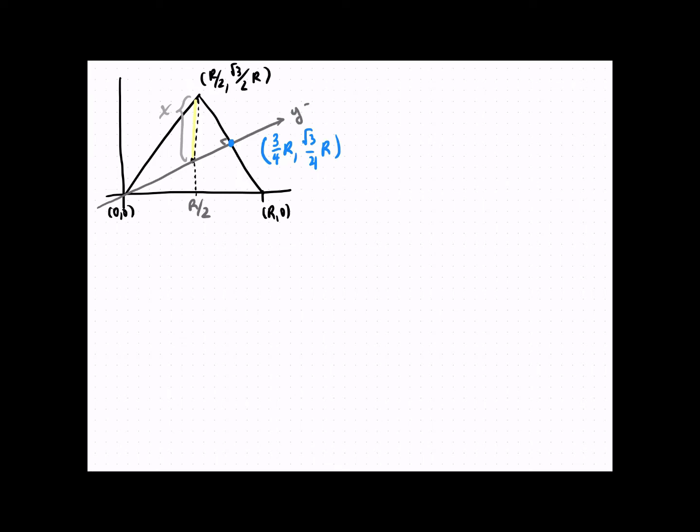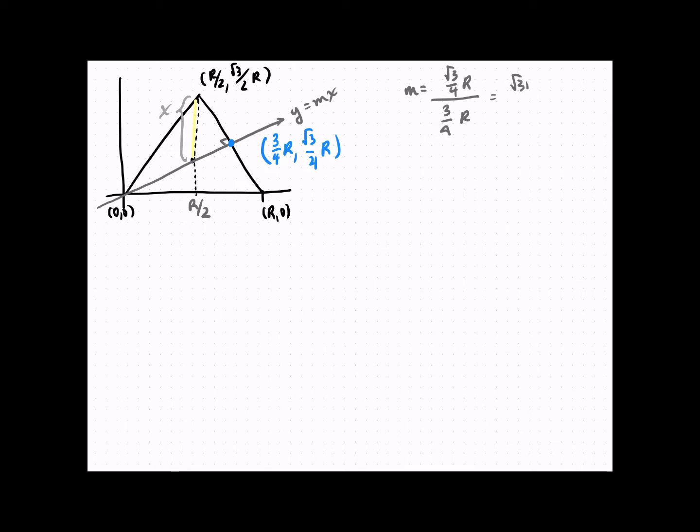Now, as I'm looking for the equation of this line, y equals mx, and it's y equals mx because it goes to the origin, so the y-intercept is 0. I just need to find the slope. Well, I have this right here. Slope is rise over run. So here's the run, the x value, and there's the rise, the y value. So m equals rise, root 3 over 4r, over run, 3 over 4r.